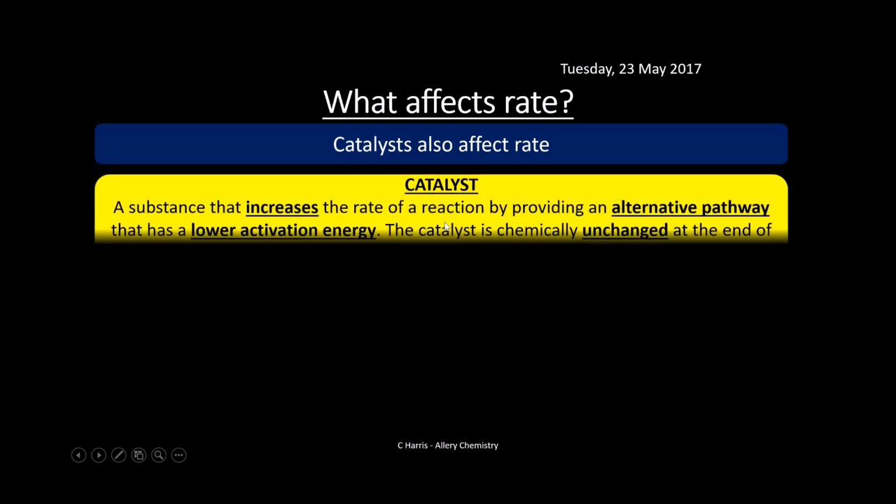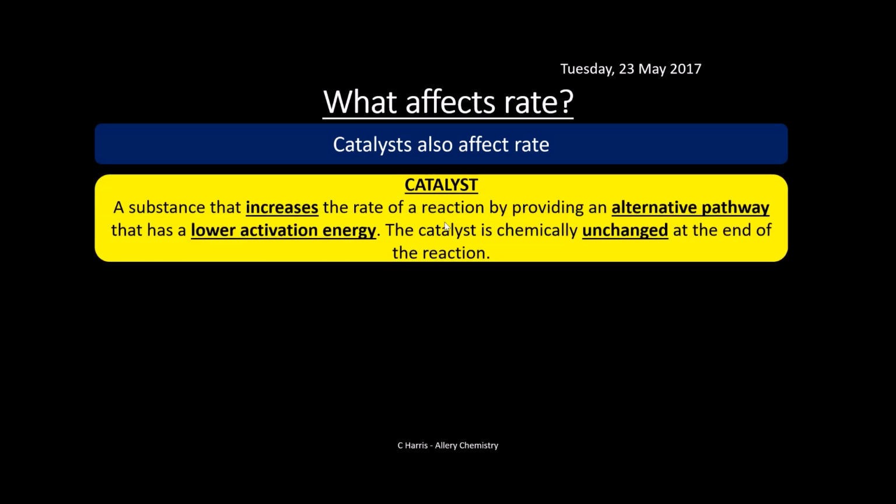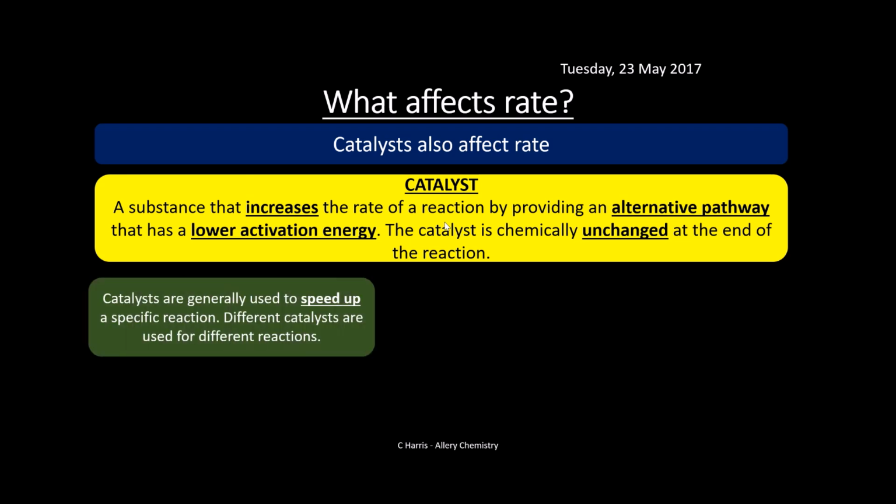Okay, catalysts also affect rate. Basically what they do is increase the rate of reaction. They provide an alternative pathway, and that pathway has a lower activation energy. Really important, because that means we've got less energy needed to get this reaction to go. Crucially though, a catalyst is chemically unchanged at the end of the reaction. So certain catalysts are actually involved in the reaction, they're used up, but they're reformed at the end. It's a classic sign of a catalyst.